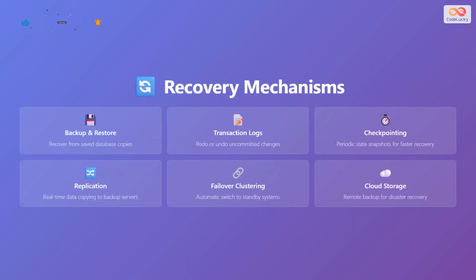When crashes do happen, it is important to be able to recover your data. Backup and restore means making copies of important data so you can get it back if something goes wrong. Transaction logs record every change made to a database so you can undo or redo changes. Checkpointing saves the state of the system at specific times, making recovery faster. Replication creates copies of data on backup servers automatically. Failover clustering automatically switches to a backup system if the main system crashes. Cloud storage keeps backups on remote servers in case of disaster.